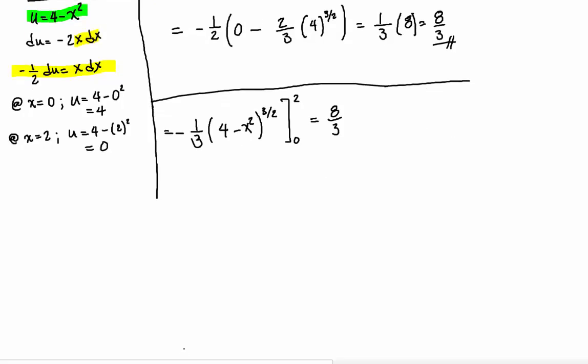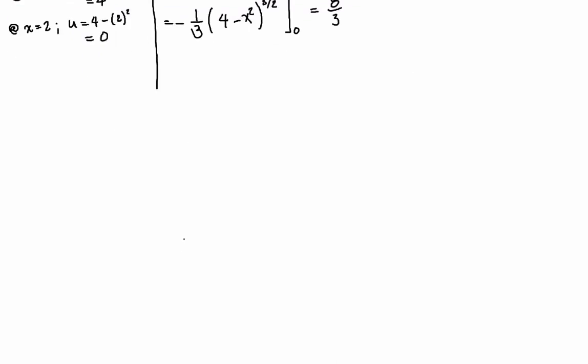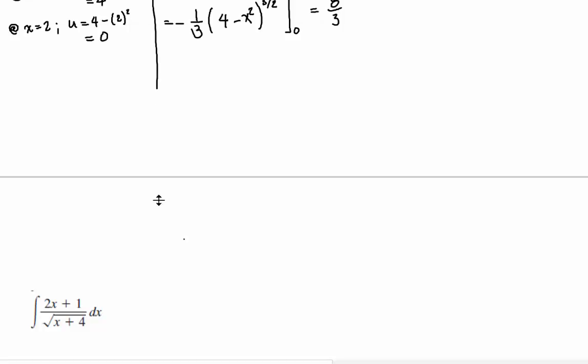It's easy, right? I mean, you plug in 2, you get 4 minus 4, 0, and then when you plug in 0, you get 4 to the 3/2, which is the same thing I had over here. So it's the same thing. You just have to be mindful and be consistent. If you're going to look at the endpoints for u, you plug it into u, and if you're going to look at the endpoints for x, you plug it into x.